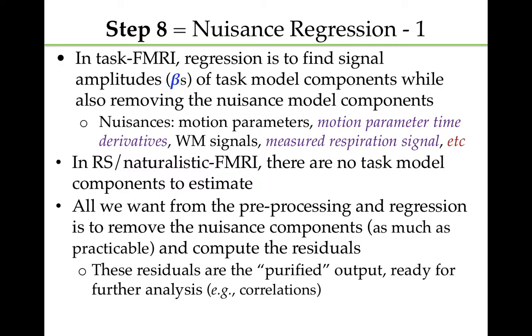In resting state, naturalistic fMRI, there's no task model components, so all we really care about is the nuisance components, and we need as many nuisance components as are necessary to do good purification of the data, you might say.